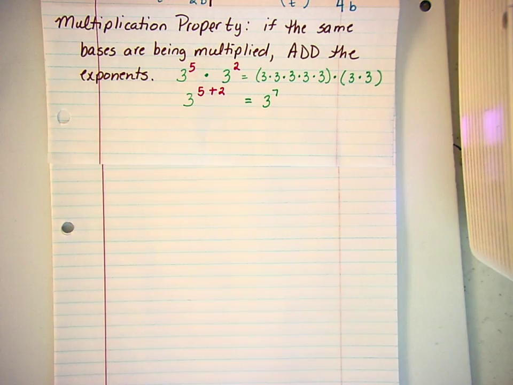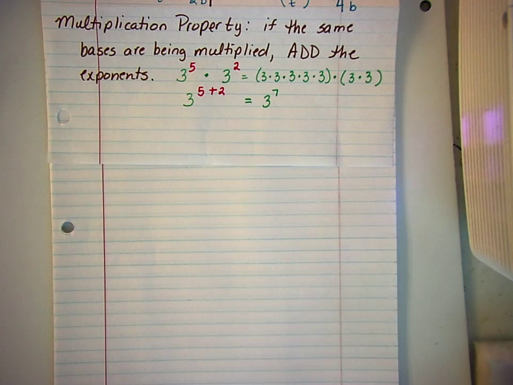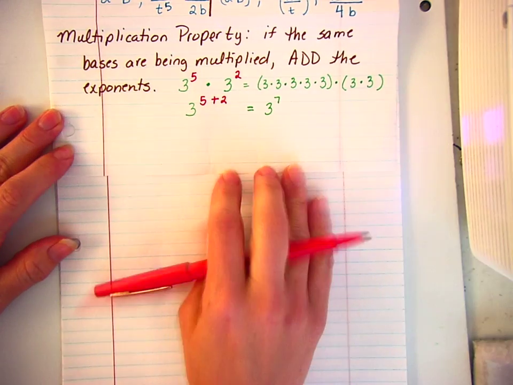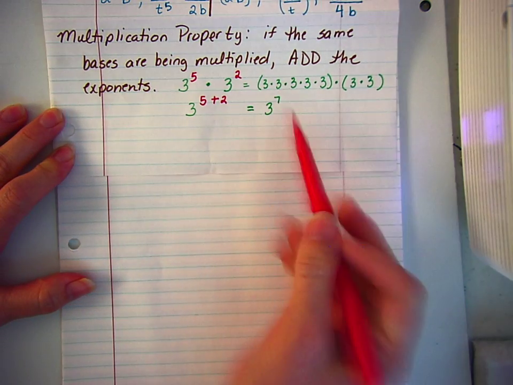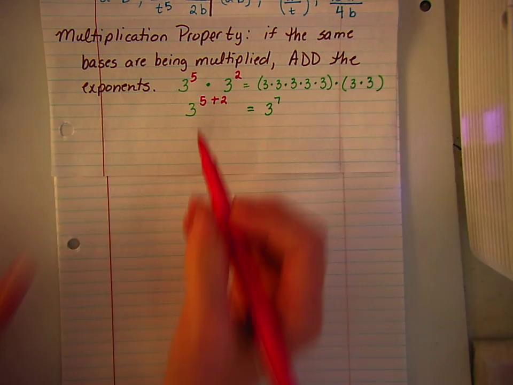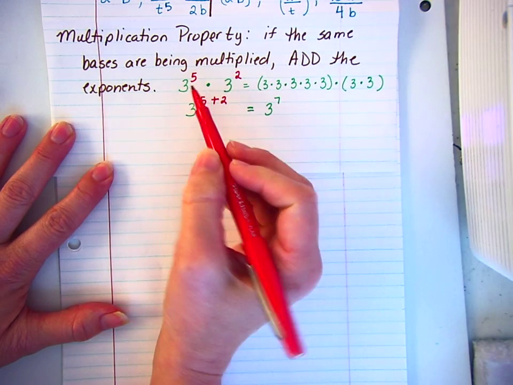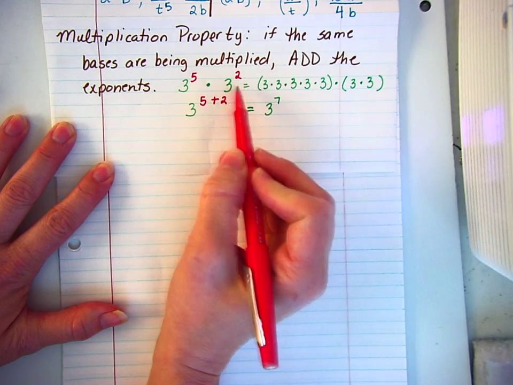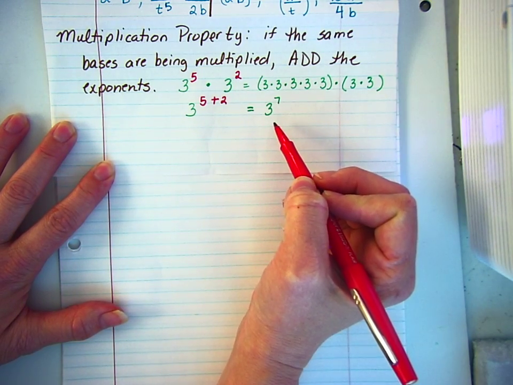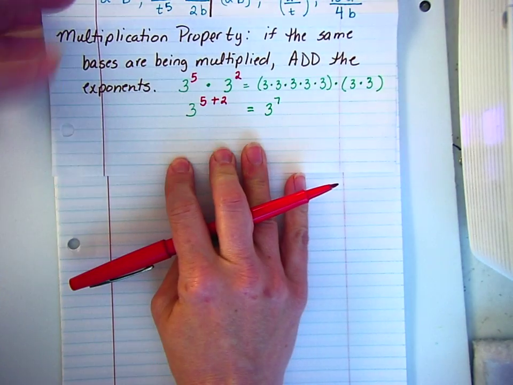Okay, so the first thing that I'm going to go through is your multiplication property. In class you got the actual property, and it says that if the same bases are being multiplied, you're going to add the exponents. So in the problem that I have here, 3 is the base, and all I'm going to do is add the 5 and the 2. 5 plus 2 equals 7, so you end up with 3 to the power of 7. But let's talk about why that happens and why that can give you that result.